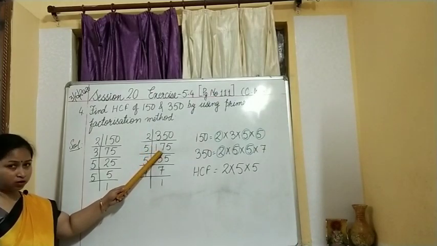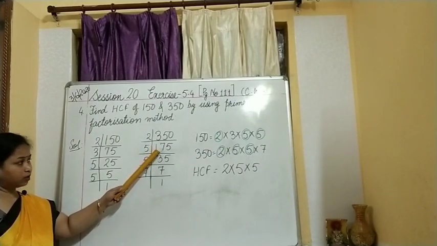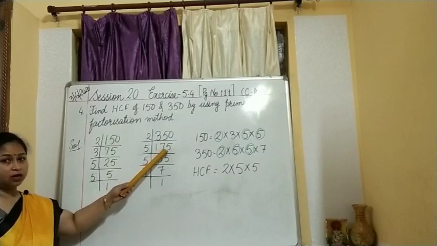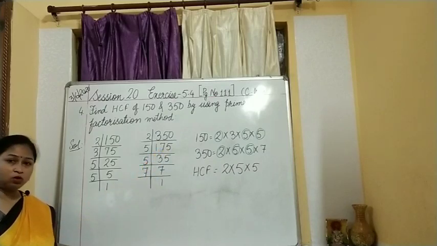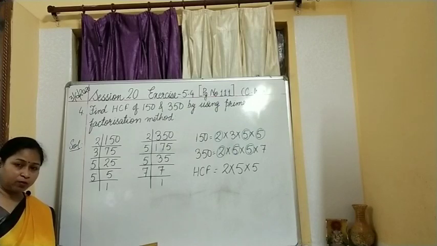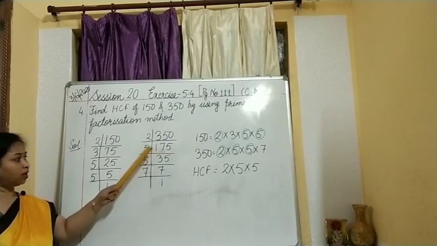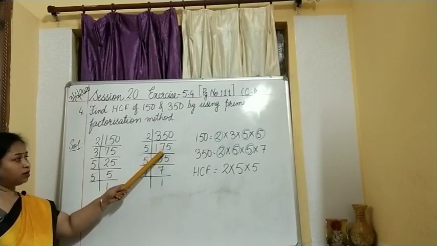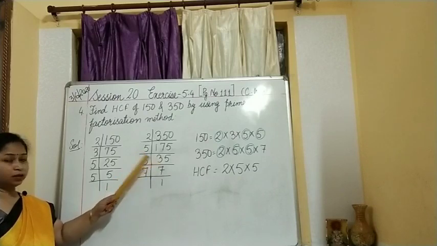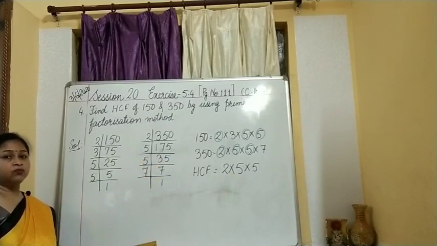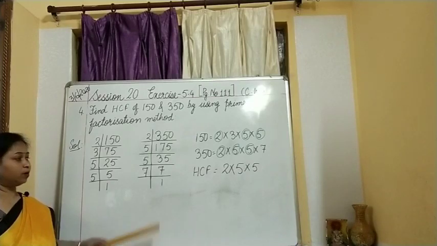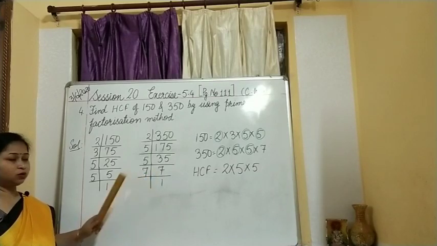It is not divisible by 3, as you can see. 1 plus 7, 8, 8 plus 5, 13. 13 is not divisible by 3. So what you have to do? Move on to the next prime number, and that is 5. So we have taken 5. So 175 divided by 5, you will get 35. 35 divided by 5, you will get 7. 7 is itself a prime number. So 7 divided by 7 is 1.